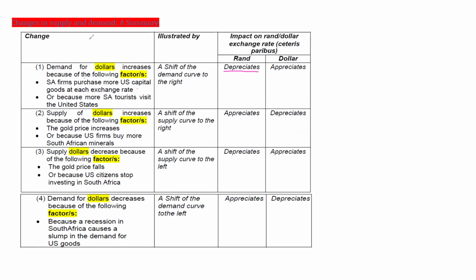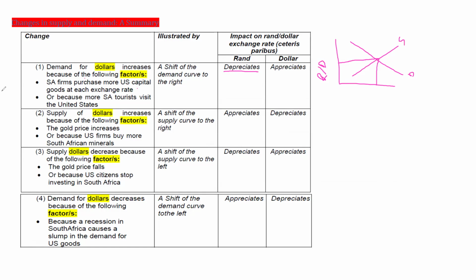So there can be a change in the demand or the supply, and this is what may cause the changes, right? For number one, they can say that the demand for dollars may increase because of the following factors. So when SA firms purchase more US capital, or because more SA tourists visit the United States, right? So this is your supply, this is your demand, right? This is the price of rand in dollars.